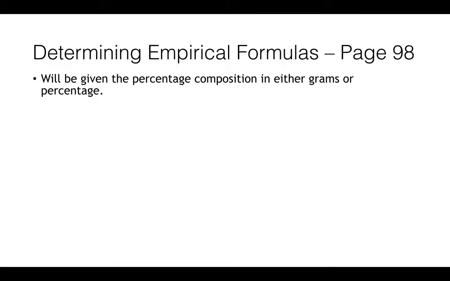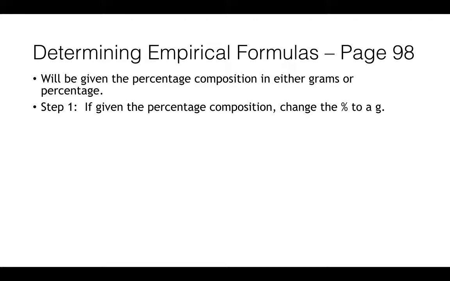So in order to determine the empirical formula, you're going to be given the percentage composition in either grams or a percent. So step number 1, if you're given the percentage composition, we're going to change the percent to a gram. We're going to assume we have a 100-gram sample, so that's why we can just change it to a gram.